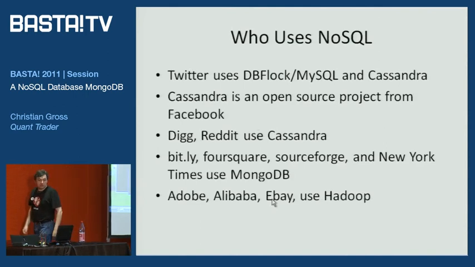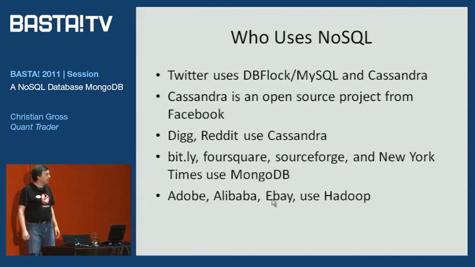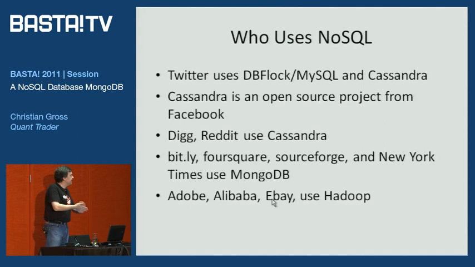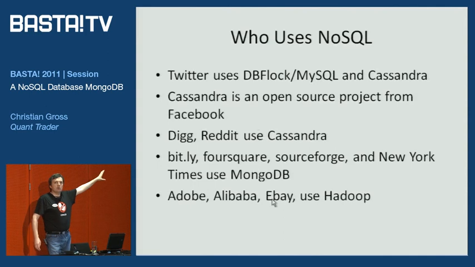Well, Twitter uses NoSQL. Cassandra is an open source project used at Facebook. Digg, Reddit, Bit.ly, Foursquare, Adobe, Alibaba, eBay, etc. Can someone tell me what's the commonality here? What do all of these companies have in common? Yeah, a lot of customers using it. They have lots of customers using it. That's a very good point. What else is common about these? They're internet startups mostly.